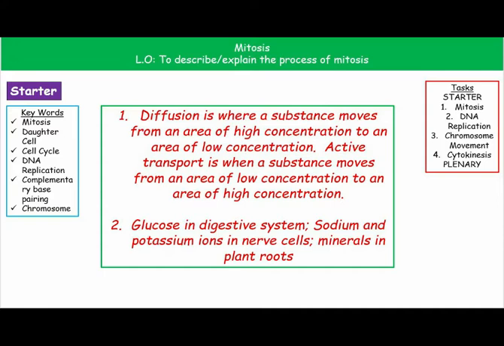For number two, examples, you can pick any two from these. You could have said glucose in our digestive system or small intestine. You could have said sodium and potassium ions in nerve cells. And you could have said minerals in plant roots. So give yourself a tick for each of those two examples that you got right, and give yourself a tick if you managed to identify one of those differences between diffusion and active transport. Then give yourself a score out of 3 in your books for me.